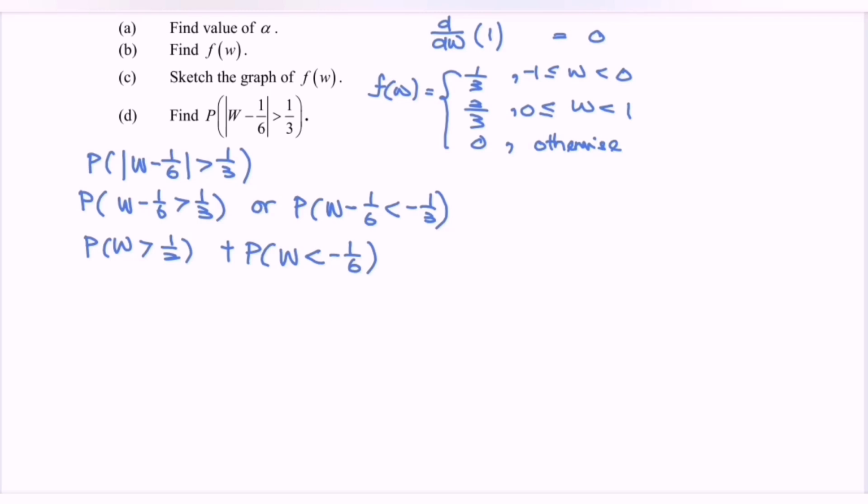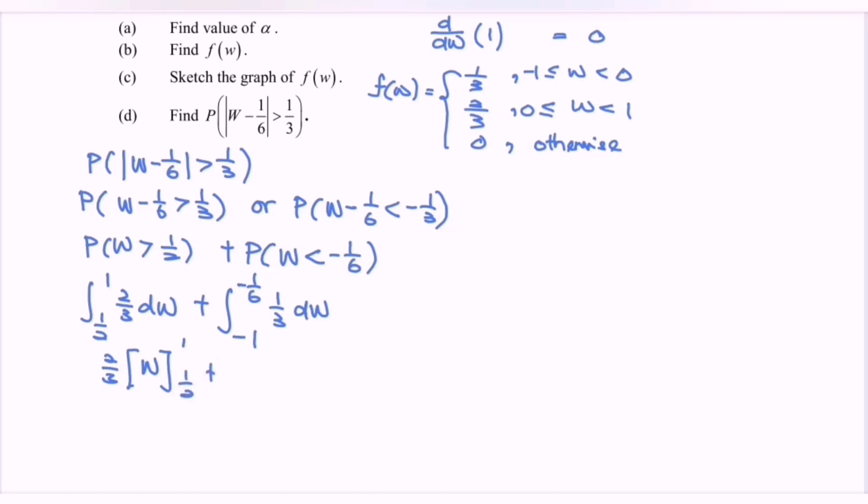So kindly refer to the function. We have to integrate for greater than 1 over 2, so start from 1 over 2 until 1, we have the function 2 over 3. Plus less than -1 over 6, so integrate, start from -1 until -1 over 6 for the function 1 over 3 dw. So kindly integrate the situation. 2 over 3 bracket, we have the w, substitute the limit 1 and 1 over 2. Plus, we have 1 over 3 bracket w, for the limit -1 over 6, -1.